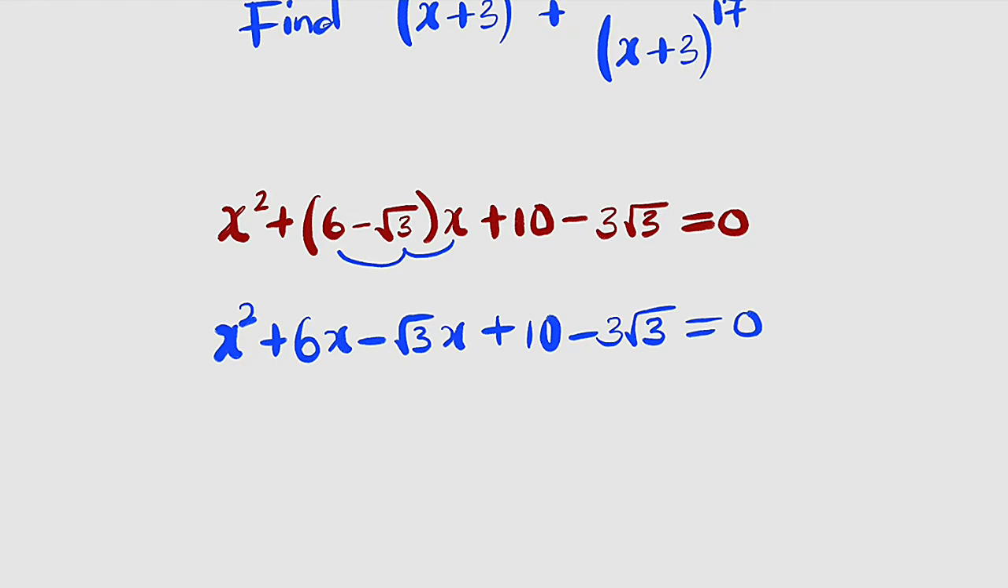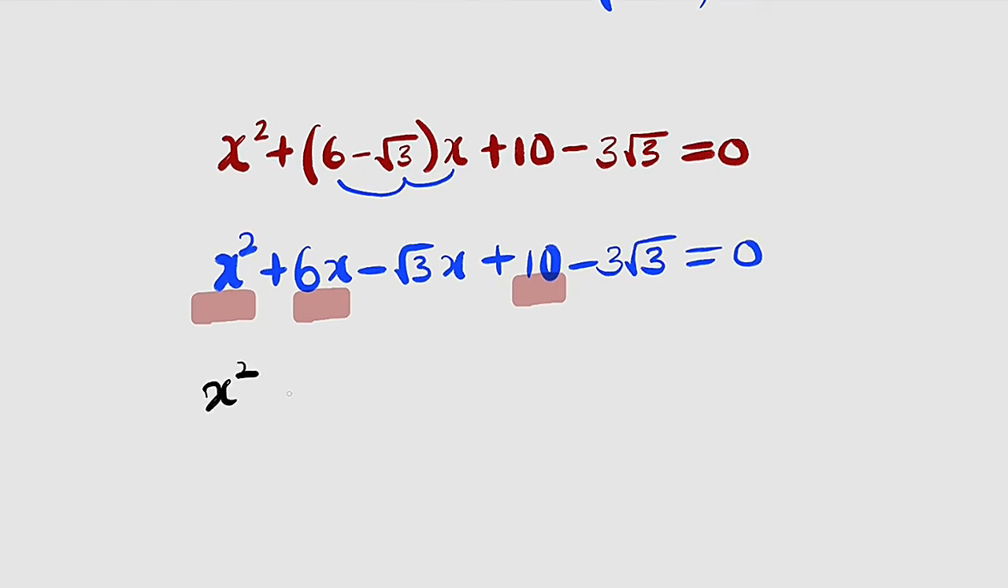Now I would like to bring 6x and x squared together because we are going to form a perfect square quadratic expression. So we have x squared plus 6x. Then I would like to write 10 as 9 plus 1. Why? Because we know that half of 6 is 3 and 3 squared is 9. So from here we have a perfect squared quadratic expression.